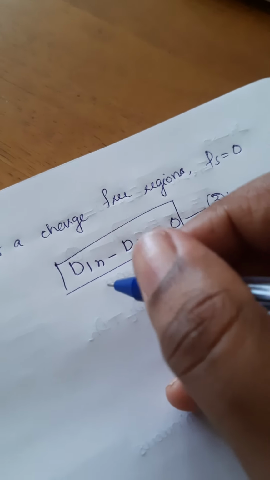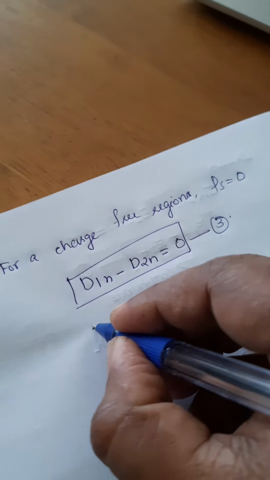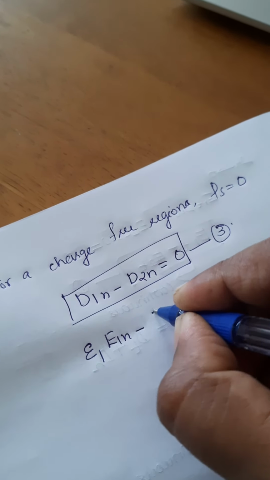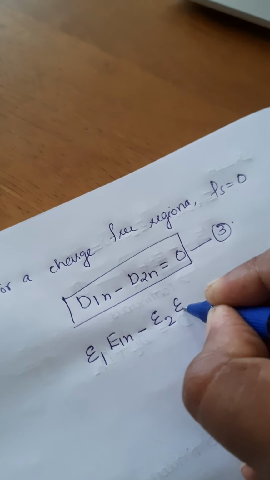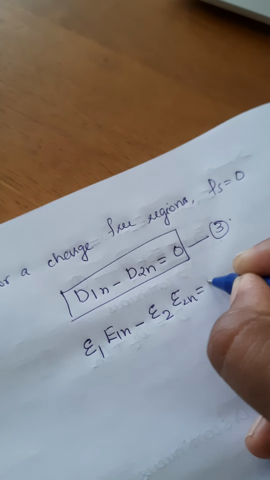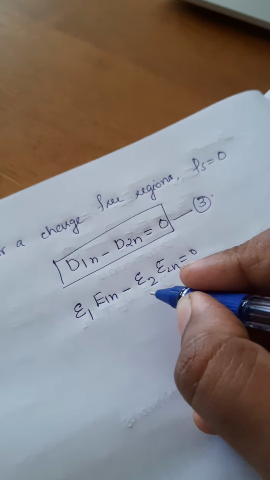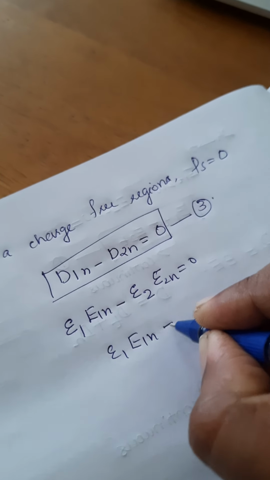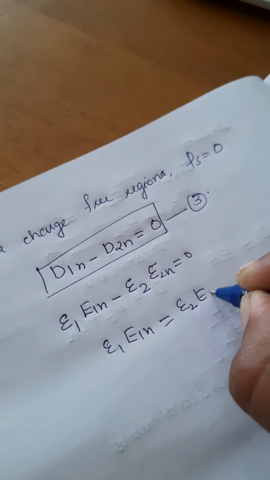In that, when we substitute the value of electric field intensity, we can say that epsilon 1 into E1n minus epsilon 2 into E2n is equal to 0. Or again we can say that epsilon 1 E1n will be equal to epsilon 2 E2n.